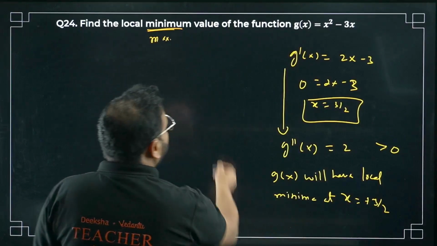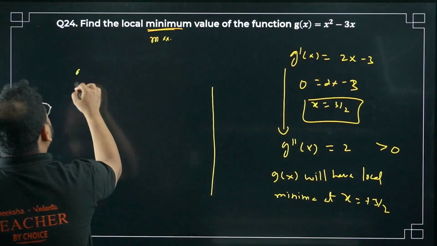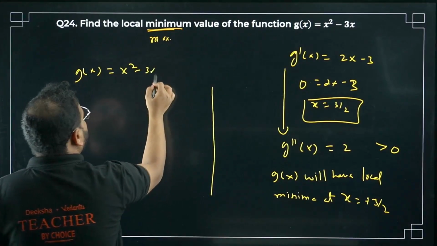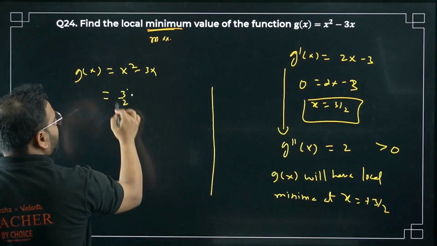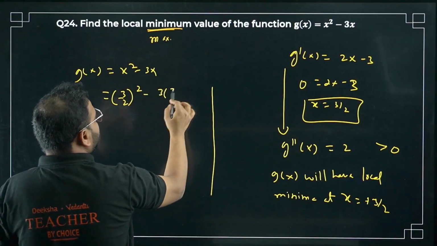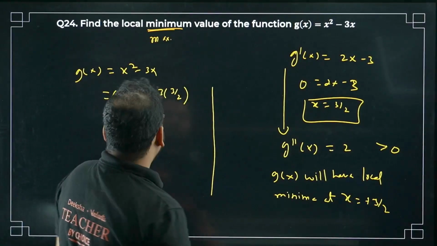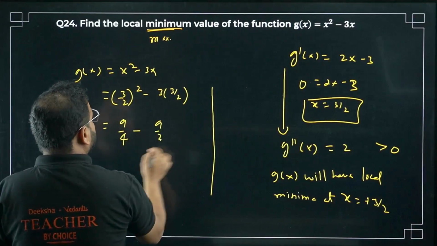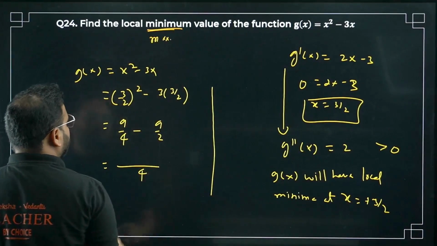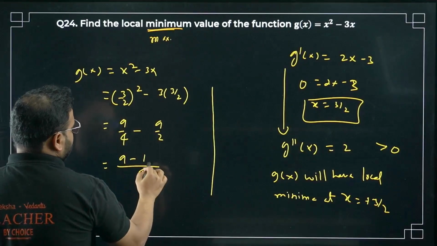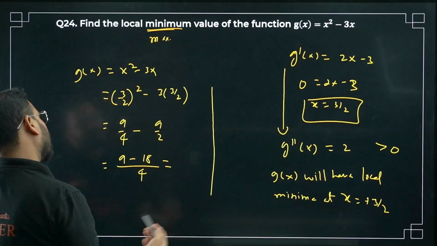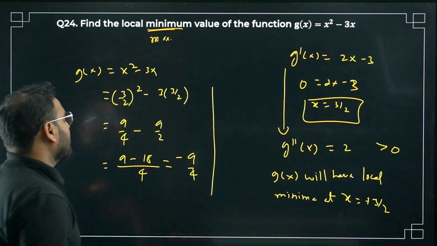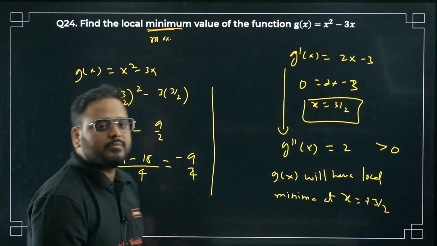Now what is that going to be? Put it in the function g(x) equals x square minus 3x, so (3 by 2) whole square minus 3 into 3 by 2. What we get over here is 9 by 4 minus 9 by 2, with 4 as the LCM. I get 9 minus 18 over 4. Please check: 9 minus 18 gives minus 9 by 4. That is the local minimum value. Have a look. Is this clear?